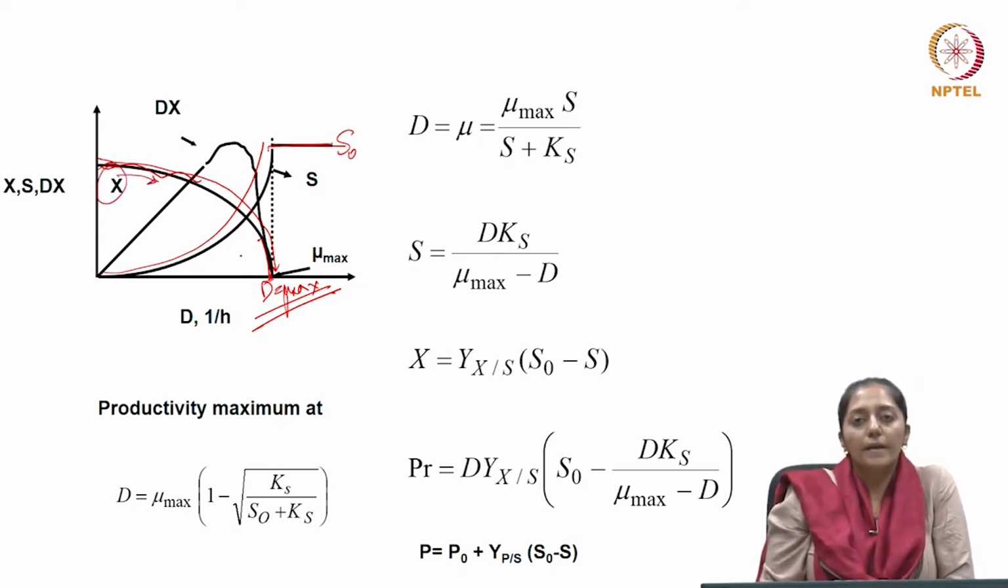So, if you want to find that dilution rate at which the productivity is maximum, we are here referring to productivity as biomass productivity.